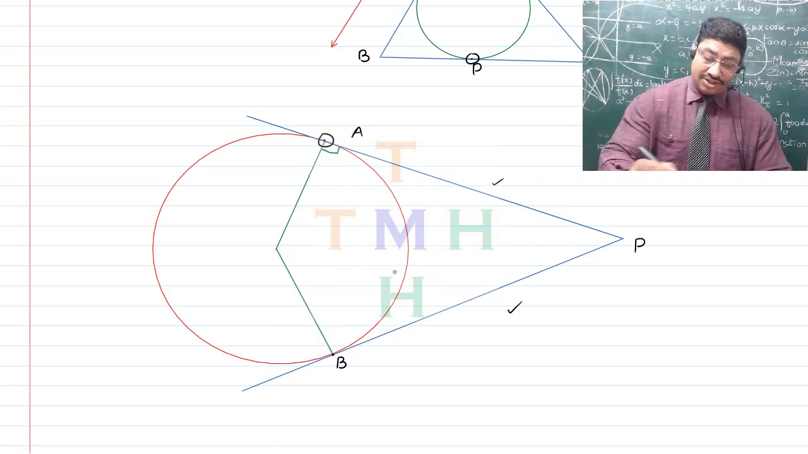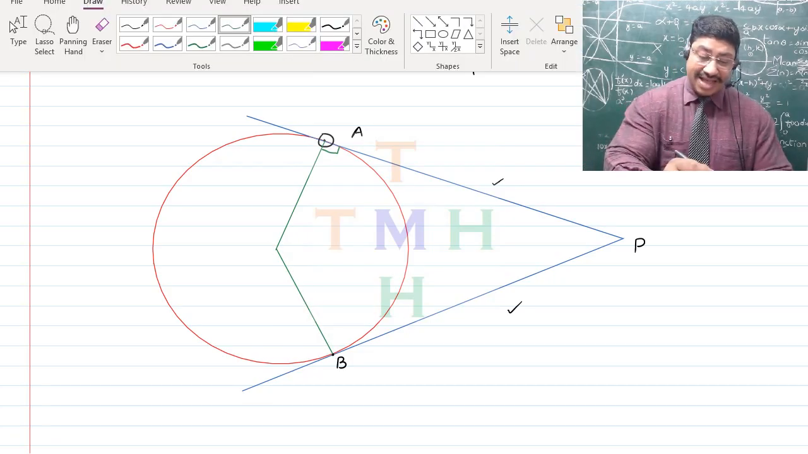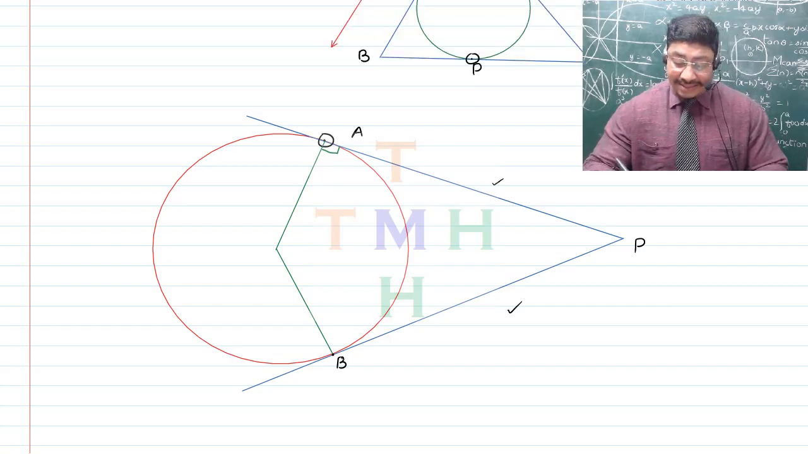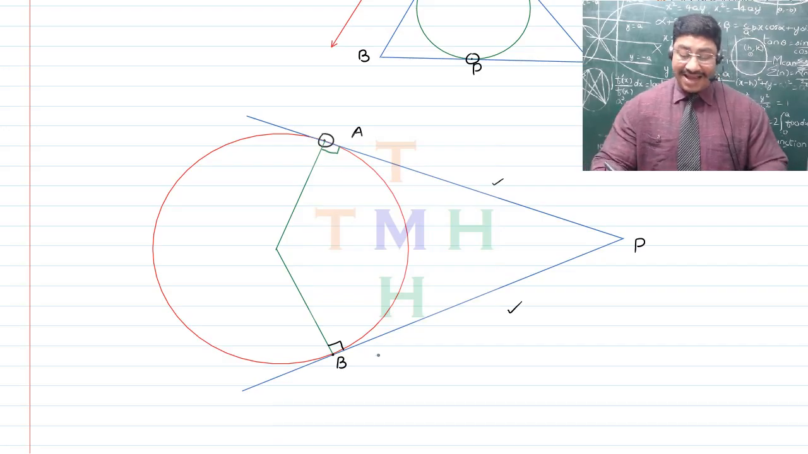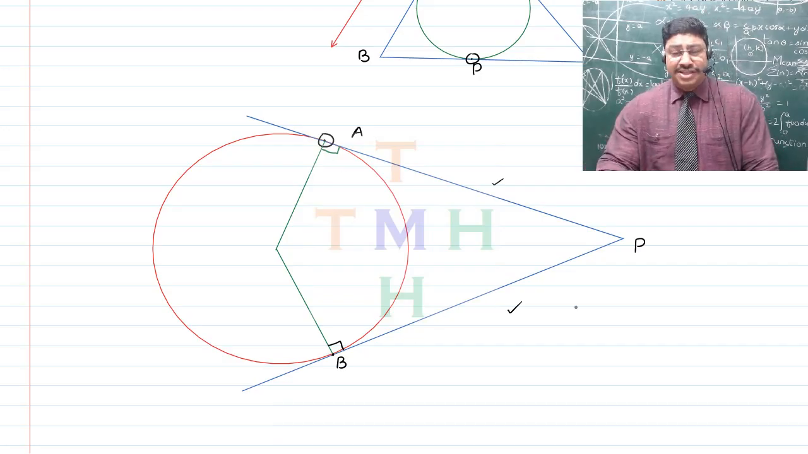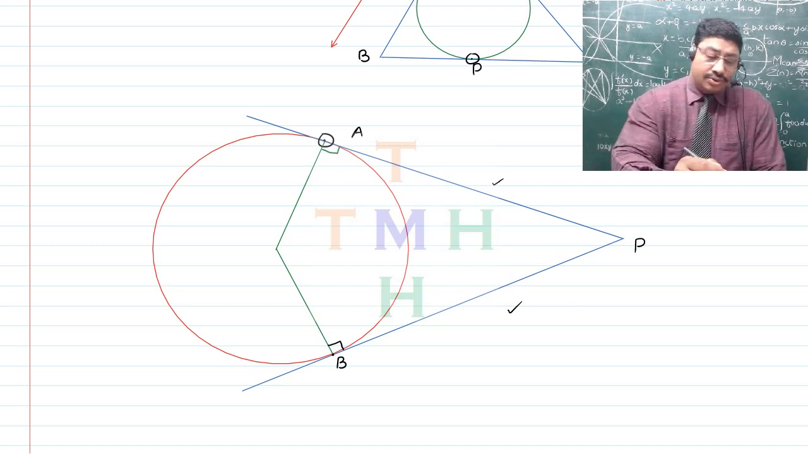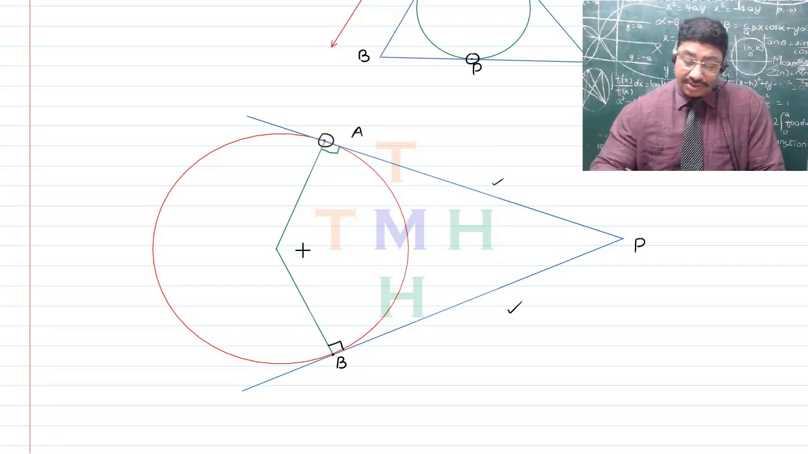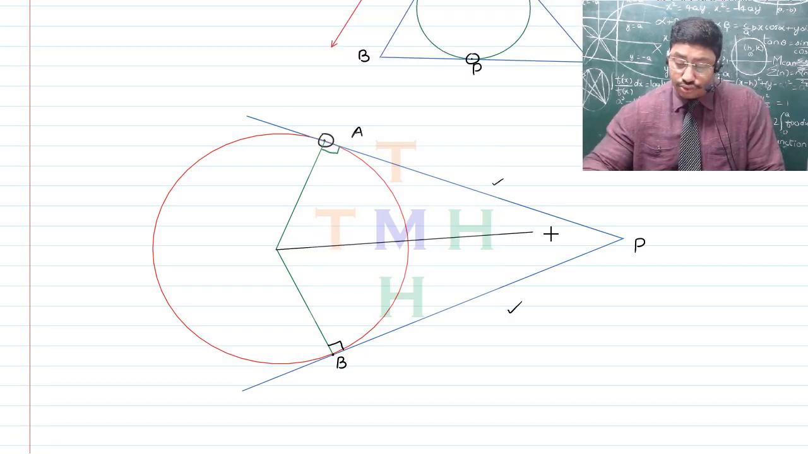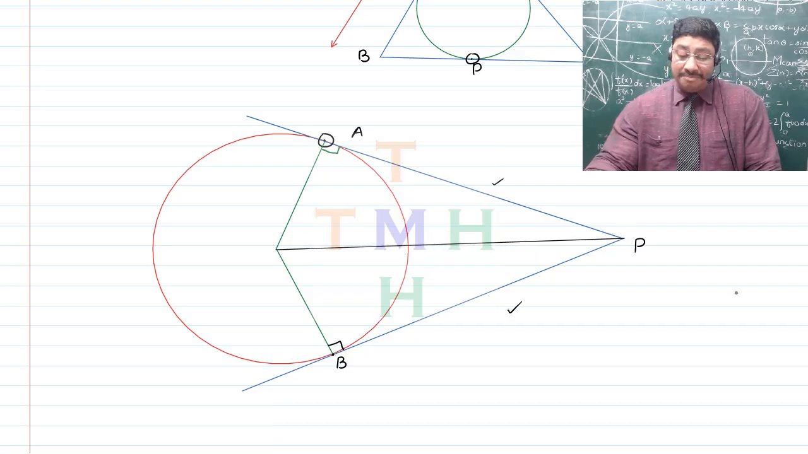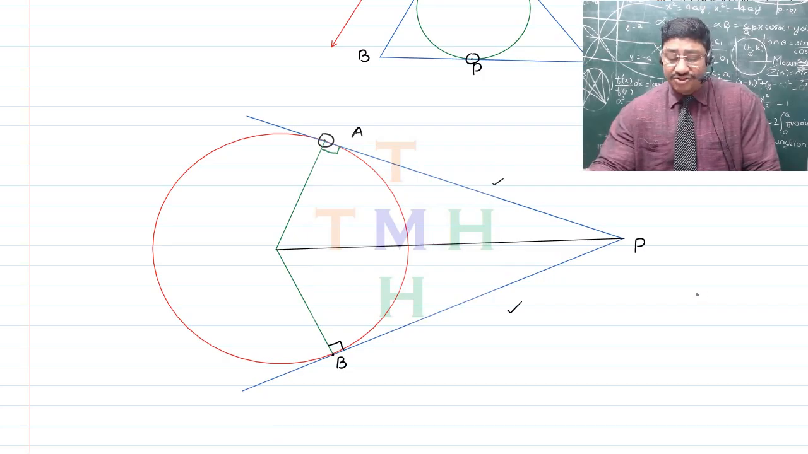Now here, we know that the angle between the tangent and the radius at the point of tangency is going to be 90 degrees, or in other words, the tangent is perpendicular to the radius at the point of tangency. As such, both of these angles will be 90. Now you can draw another straight line, which joins the center of the circle to the external point, and if you do so, you will have made two triangles, and as you can see, both of these are right angle triangles.